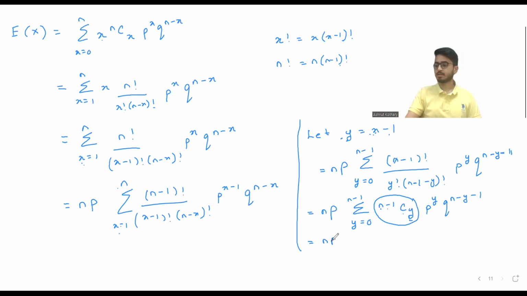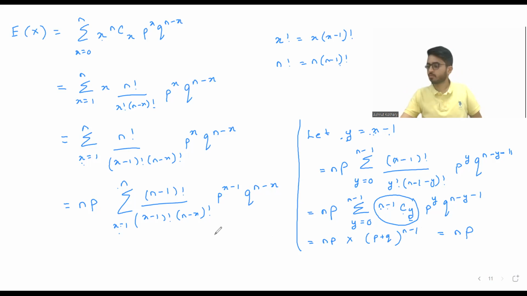So this is nothing but 1. How 1? (p plus q) to the power n minus 1. Take a look at this. The inside summation is nothing but (p plus q) whole to the power n minus 1. When we had n, this was n, this was n, this was n minus y. Now instead of n everywhere I have n minus 1, n minus 1, n minus 1. And p plus q is nothing but 1. So what we're left with is nothing but np.